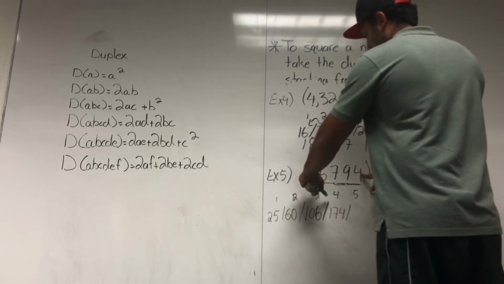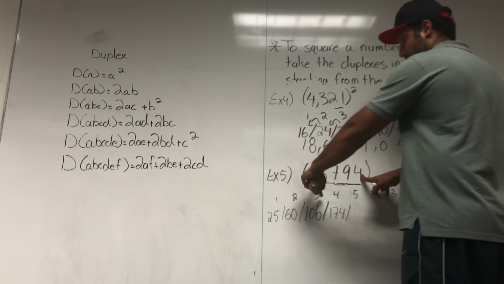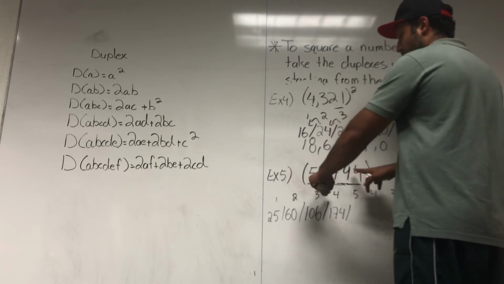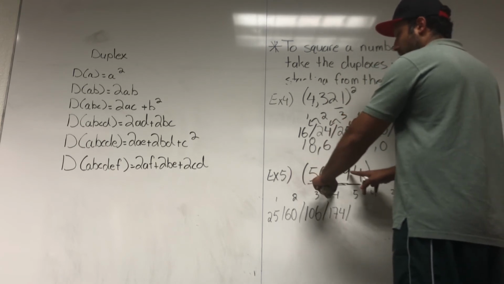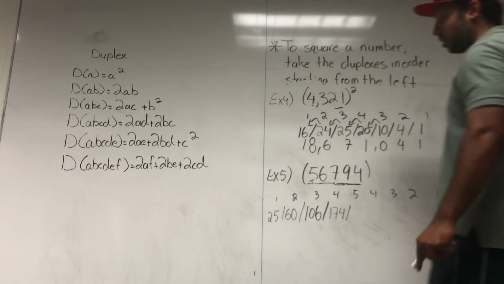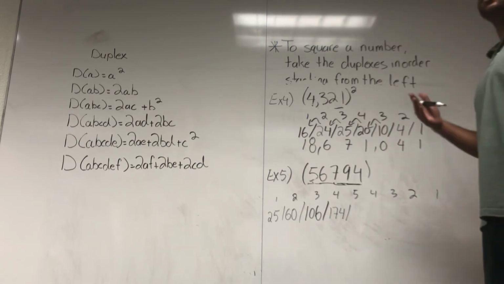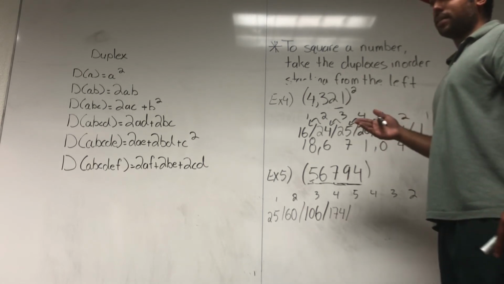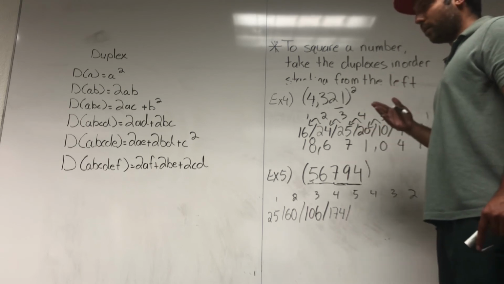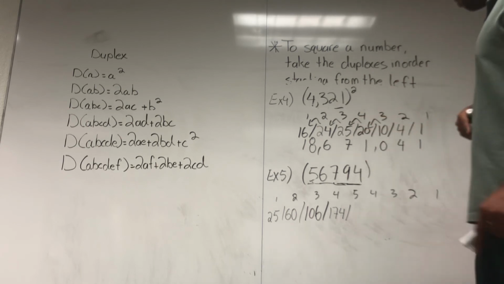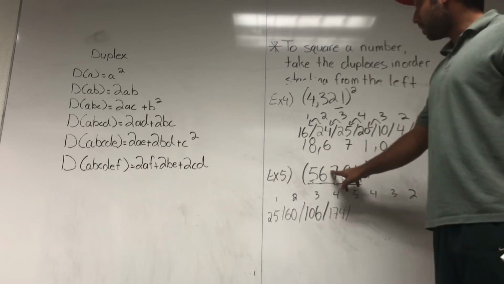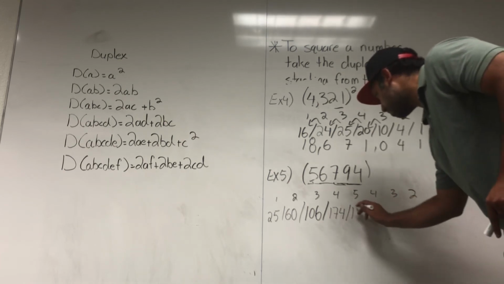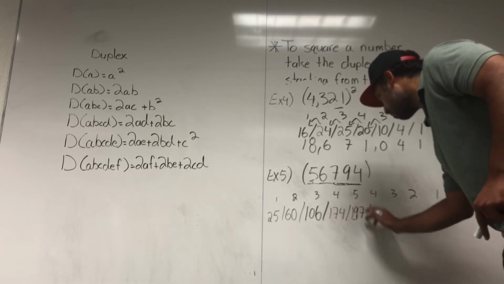This times this, 5 times 4 is 20, okay? 6 times 9 is 54. 20 plus 54 is 74. We have to double that. 74 doubled is 148, right? Then I have to do 148 plus 49. So that's 197.